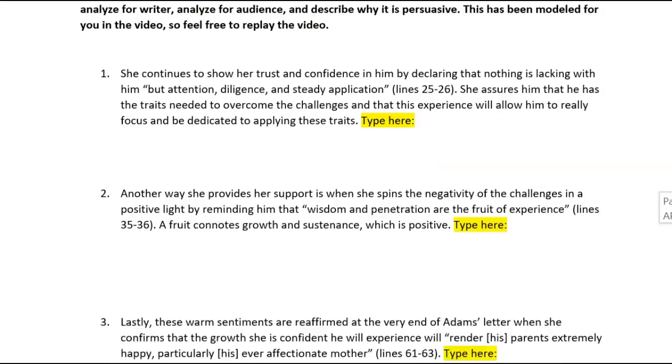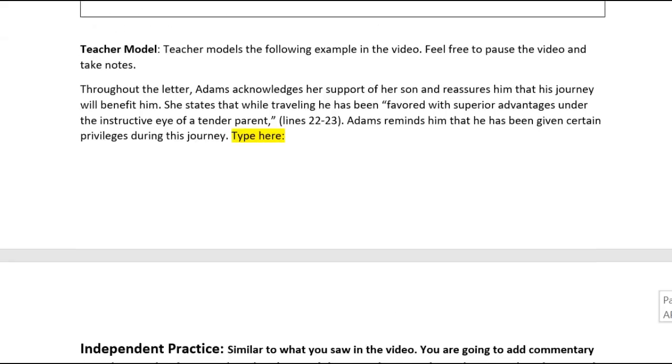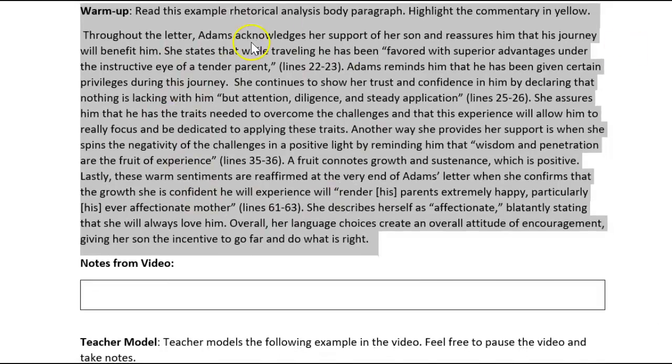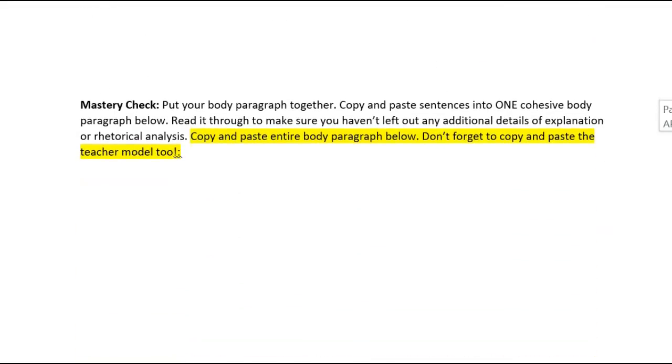Once you get to the mastery check, you'll notice that you're just putting it all together. So you're not necessarily writing anything else. You're just going back through your independent practice and what we did with the teacher model, and then you're copying and pasting it together. So this is our original version with the warm-up. And remember, we highlighted the commentary and said, you know what? It is not enough commentary. It does not go in depth. And so now you are just copying and pasting the revised version that would go more in depth as to how the author is appealing to our audience, how the author is showing more about the writer and her values.